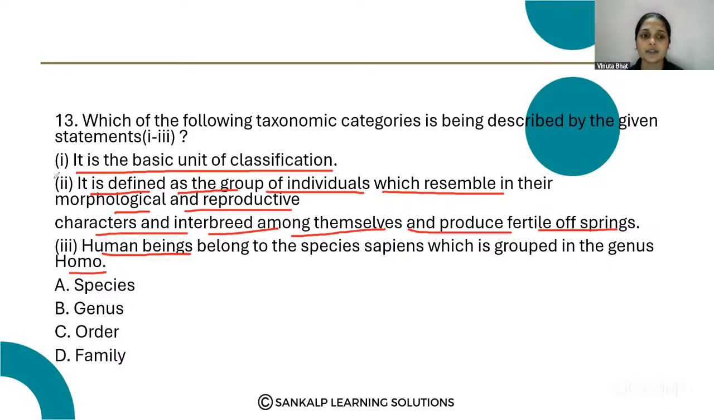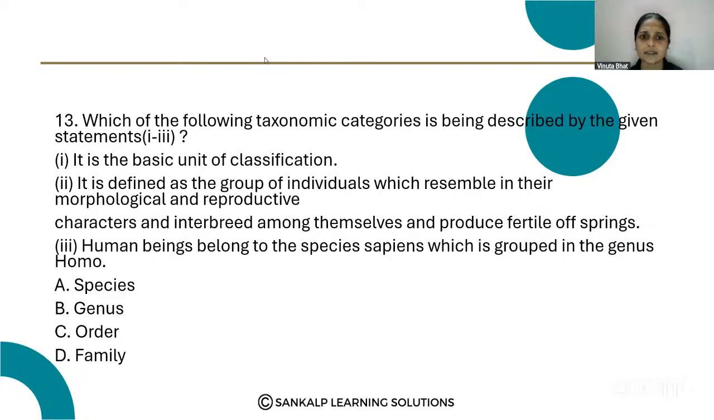Okay. So here three sentences are given. So it is related to which of the following? Species, genus, order, family. It is related to what? These sentences are related to the, yes, this question is very easy. Please comment your answer in the comment box.